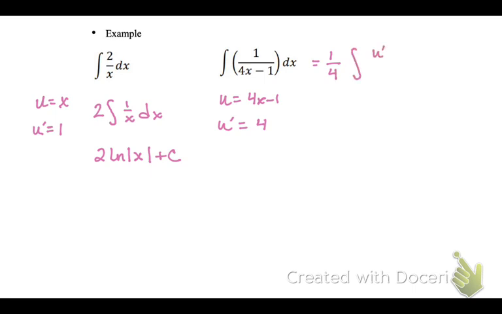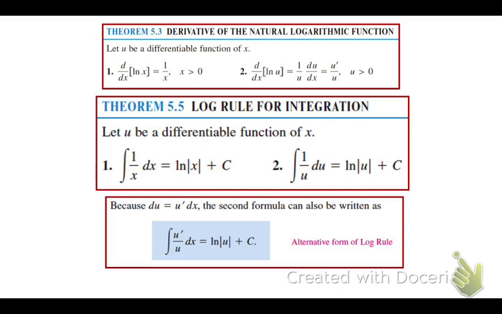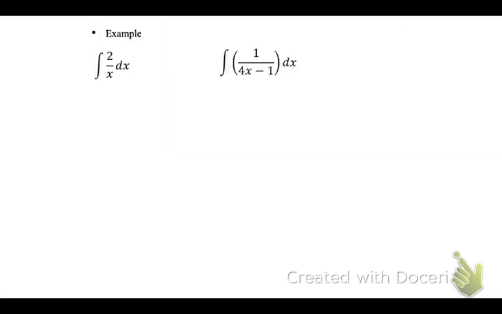And now I have u prime over u, don't I? du. So then I have 1/4 the natural log of the absolute value of 4x minus 1. So it's always going to be just your regular u in the log. Yes, the integral is u. Okay? That's easy.